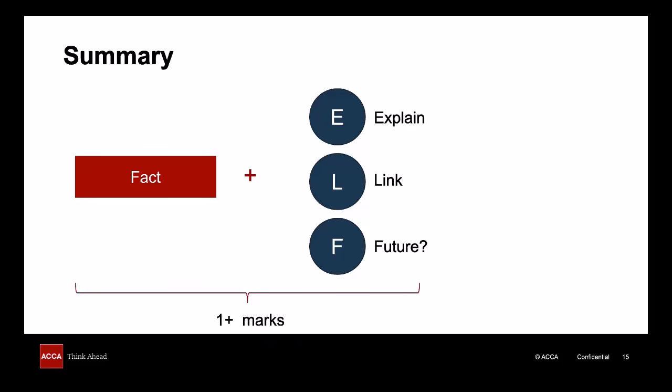So that was just a touch on a few key ratios that we often see to explain how to approach what to write. So in summary, state your fact, but then make sure you take it further. To access your mark, you must take it further. And you might do that by explaining what has happened with reference to the information you've been given in the scenario, by linking to other movements in the financial statements or in related ratios, or potentially by thinking about the impact on the future. Again, referring back to information that you've been given in the scenario.